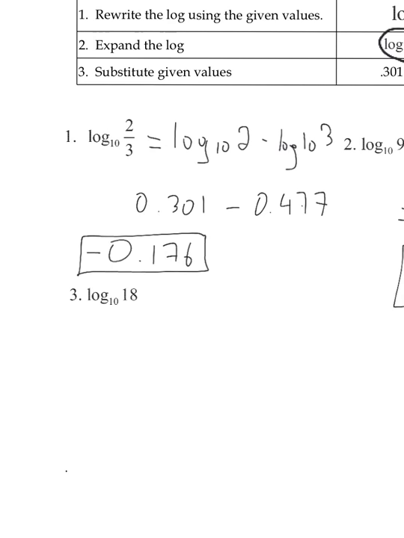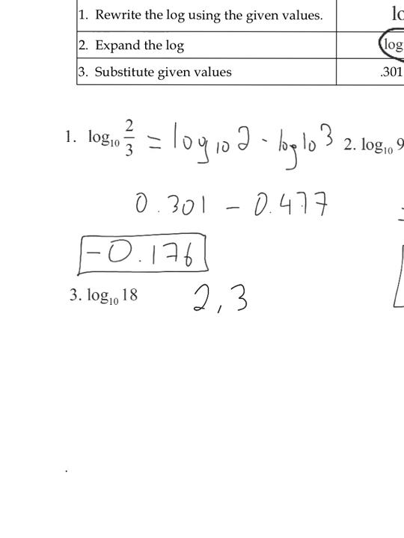Okay, so question number 3, I need to evaluate log base 10 of 18. Okay, so using the numbers 2 and 3, I have two numbers. What can I do to get 18? How can I rewrite 18 as a product, or a quotient of 2 and 3? Any ideas? Okay, so in this case, do we agree that 18 is 3 times 3 times 2?